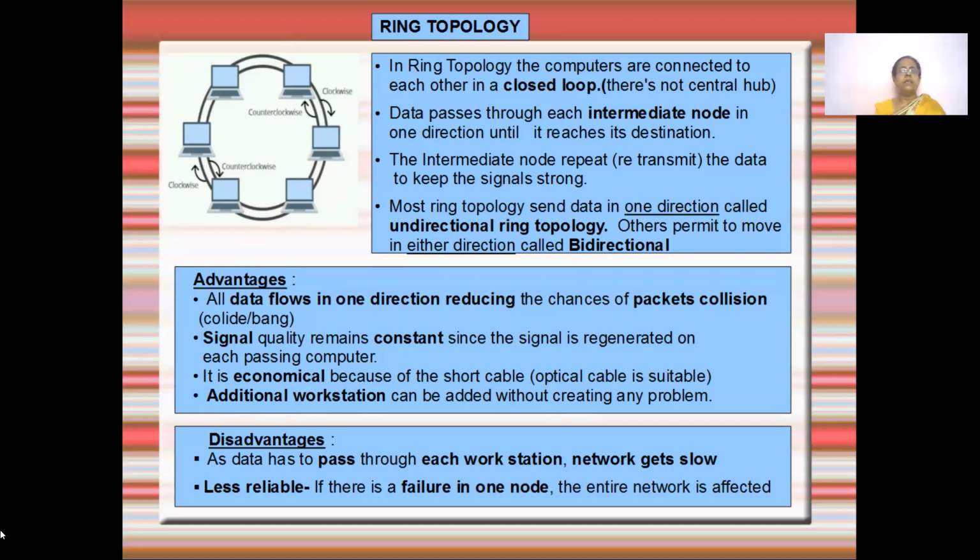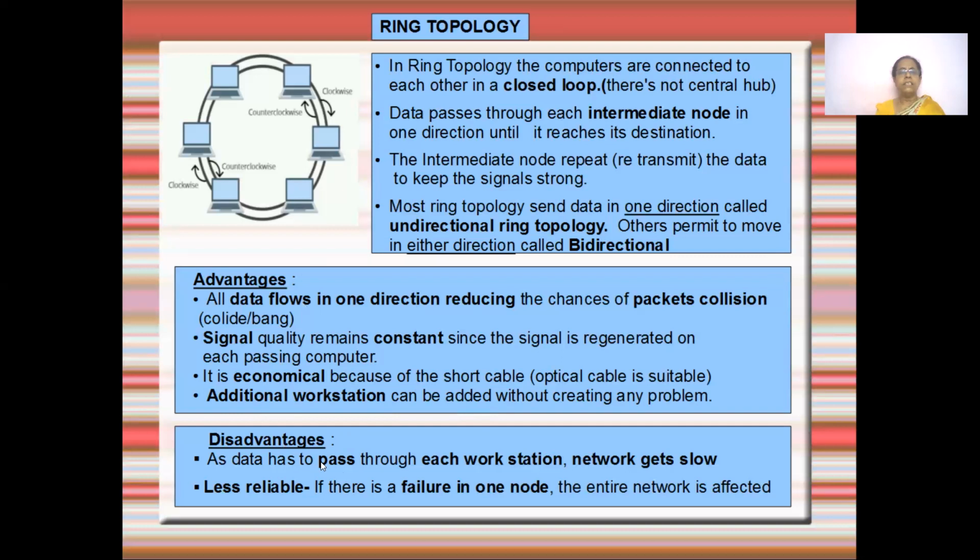That's the advantage. It goes in one direction, so there's no colliding of any of the packets or the data that is being sent. Signal quality remains constant because it is being regenerated as it enters every computer, as a data center. It is very economical because the cable wires are very short. You can add workstations whenever you want without creating any problem.